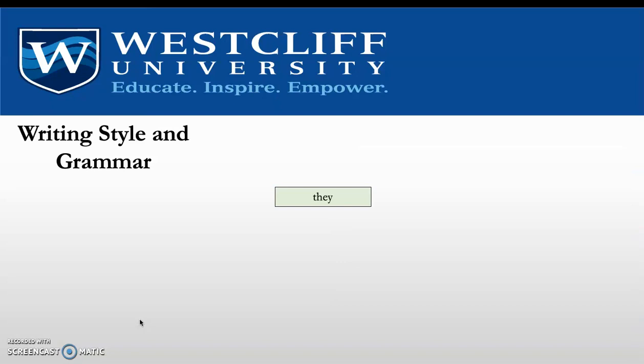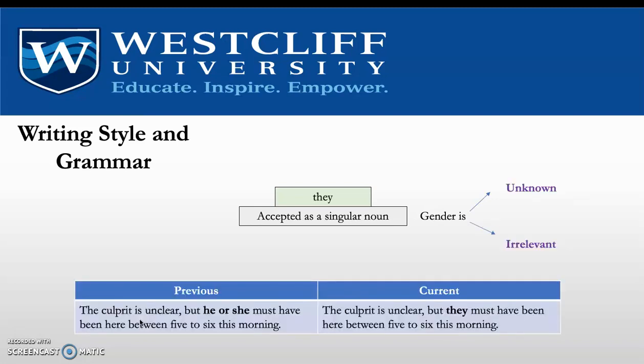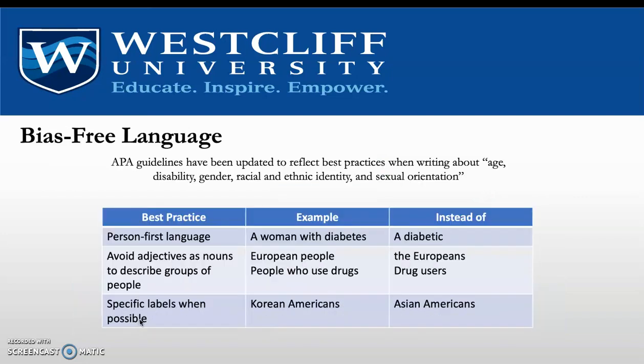With writing style, they is now accepted as a singular noun. So if the gender is unknown or the gender is irrelevant in what is being stated, you can use they. So here's an example. The culprit is unclear, but he, she. Now we could say the culprit is unclear, but they must have been here since 5 o'clock this morning.